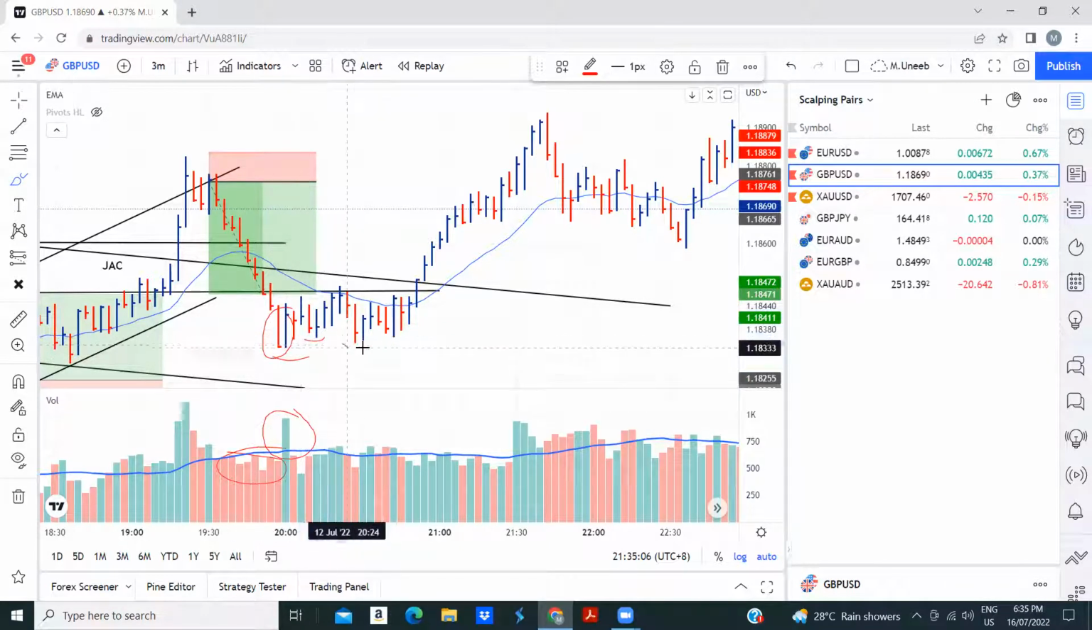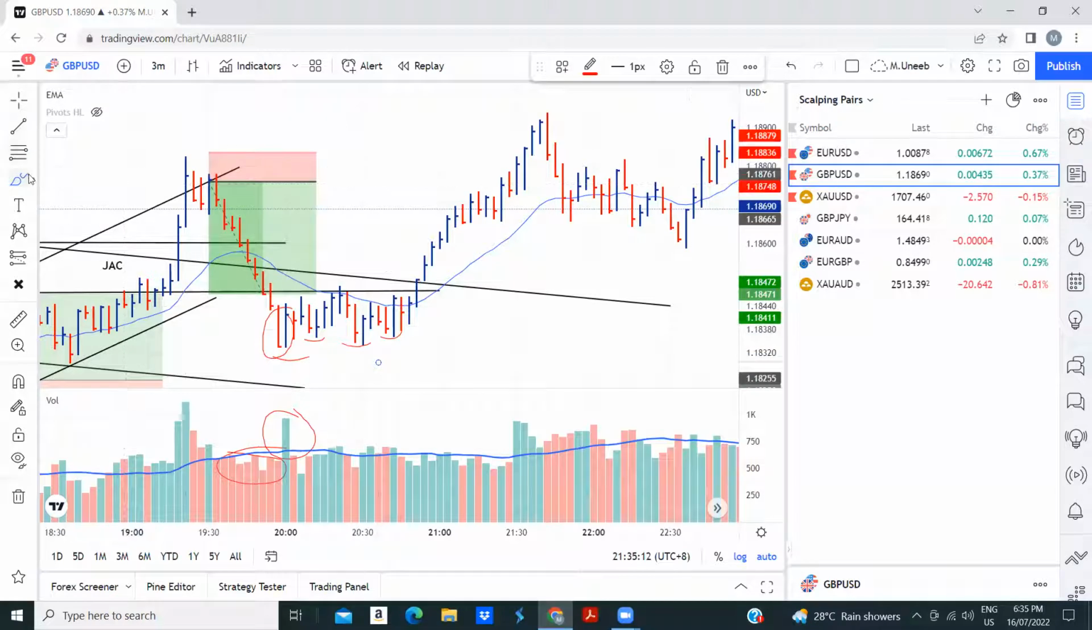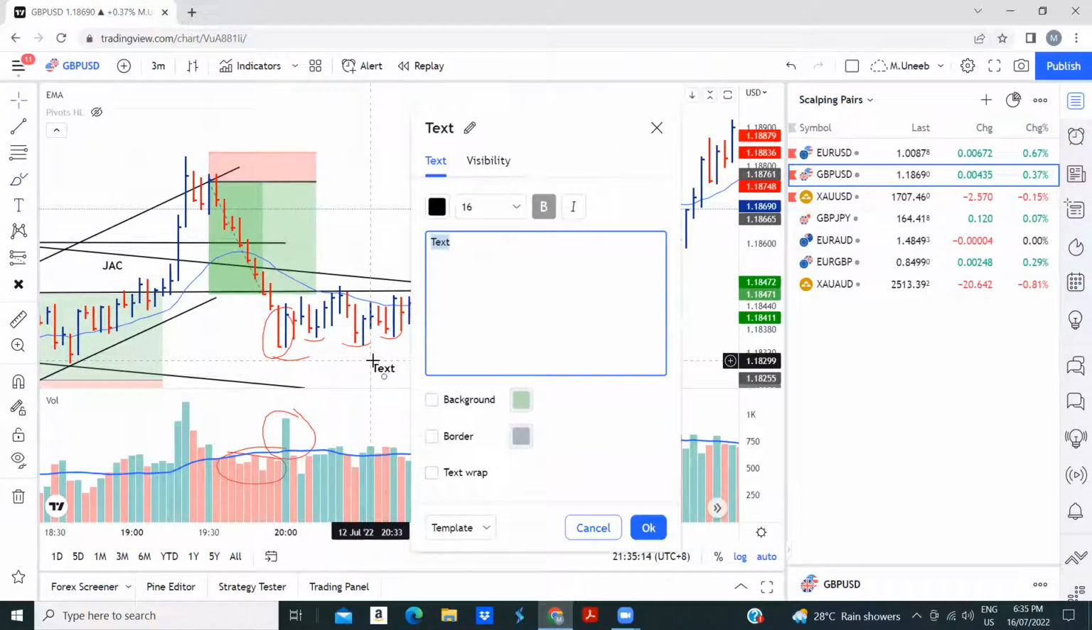And what do we notice here? Higher low, higher low, higher low. What does this show you? VCP pattern, volatility contraction pattern. Am I right? Yeah. VCP pattern.